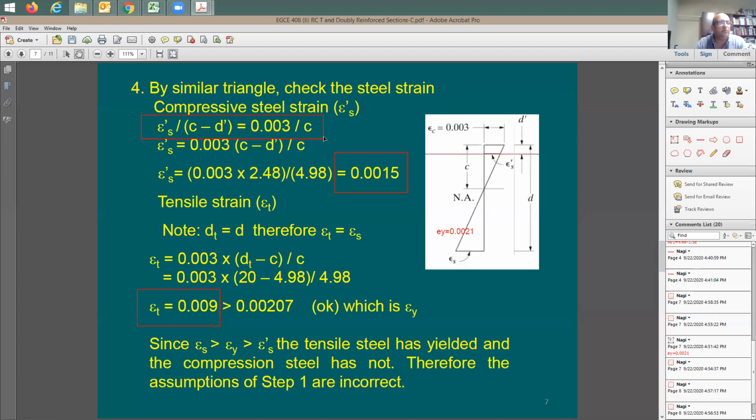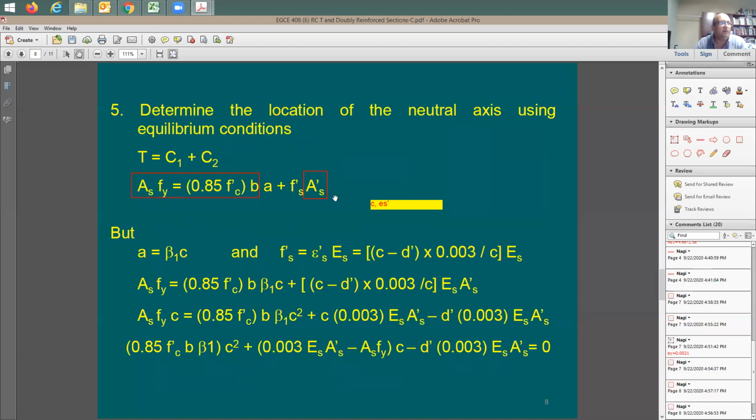So in this equation here, what do we have? Where are the unknowns? Where are the knowns? Epsilon S prime is going to be your unknown. c unknown. d prime, we have it. It's like 2.5 inches. c is going to be the same unknown here. So I have in this equation two unknowns, epsilon prime S and c. This is going to be one equation. Now where is the second equation here?